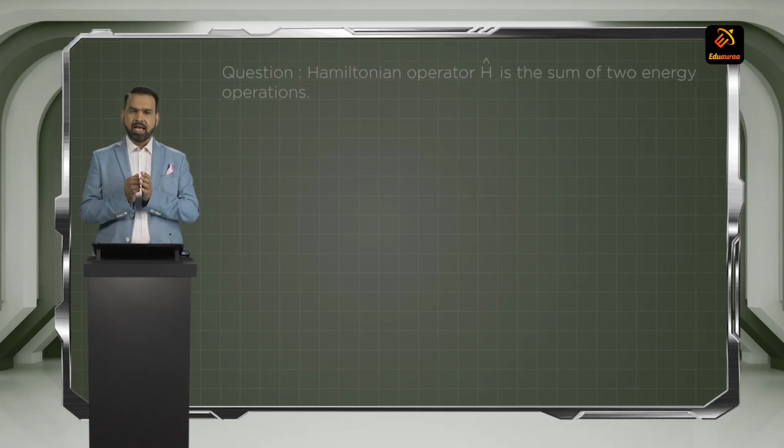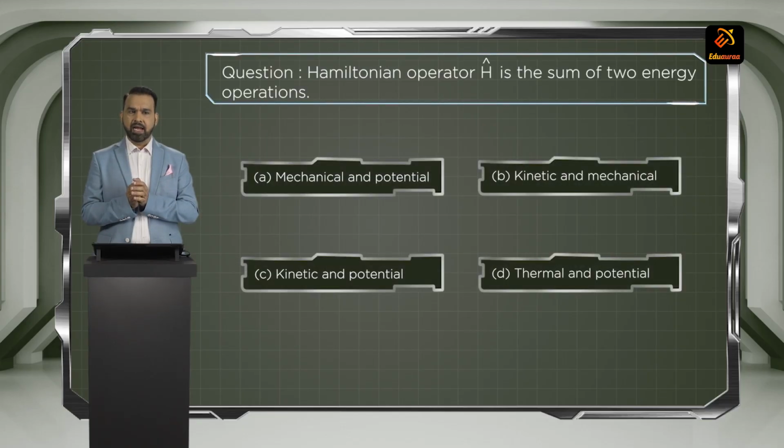Next question. The Hamiltonian operator H-bar is the sum of two energy operators. Which are the two energy operators? That is kinetic energy and potential energy. The Hamiltonian operator is the sum of kinetic and potential energy, that is choice C.